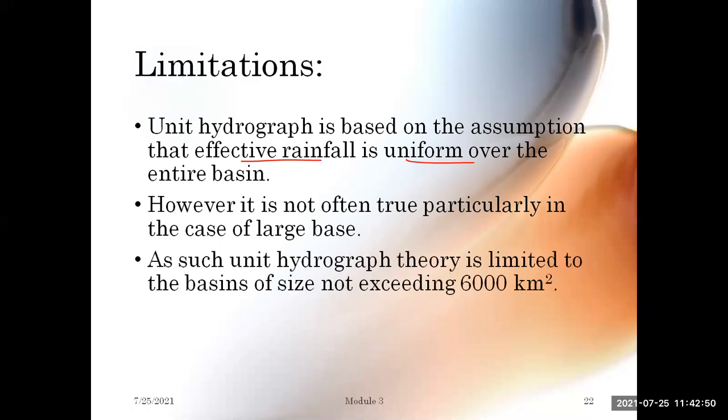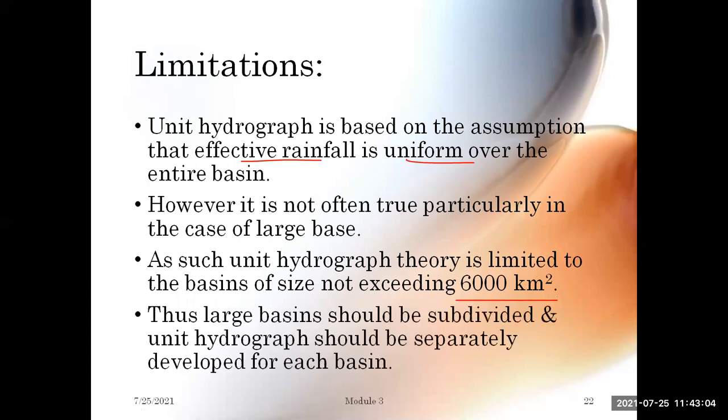Also, the unit hydrograph theory is limited to 6,000 square kilometers. You cannot apply this theory to basins exceeding 6,000 square kilometers. In that case, if the area is more than 6,000 square kilometers, what you are going to do is divide the area into n number of areas, plot the hydrograph separately for the divided areas, and after that add them up.